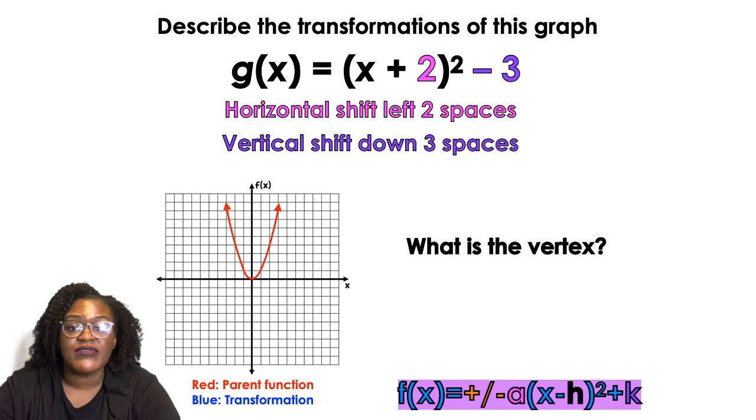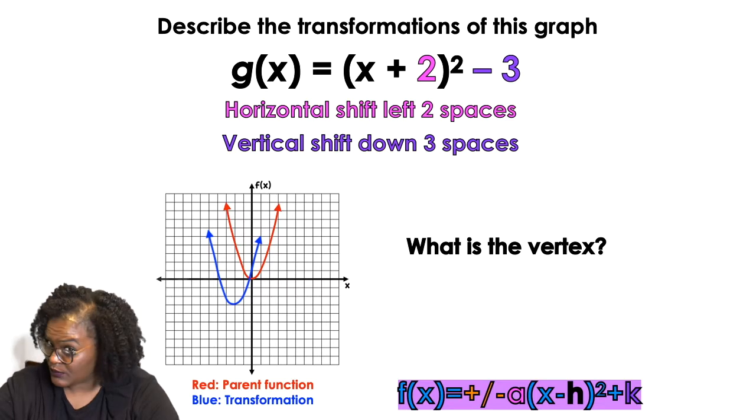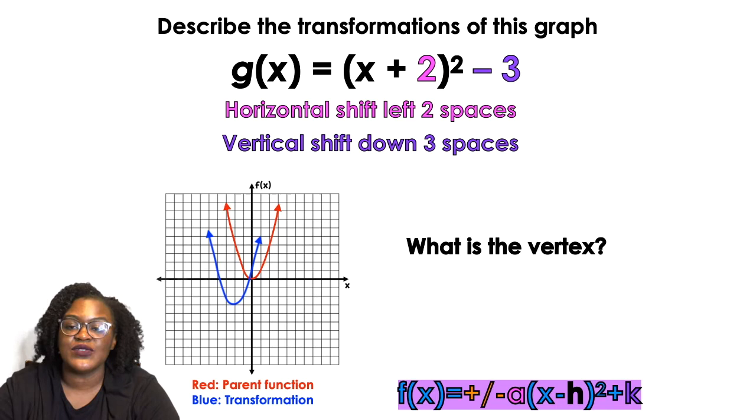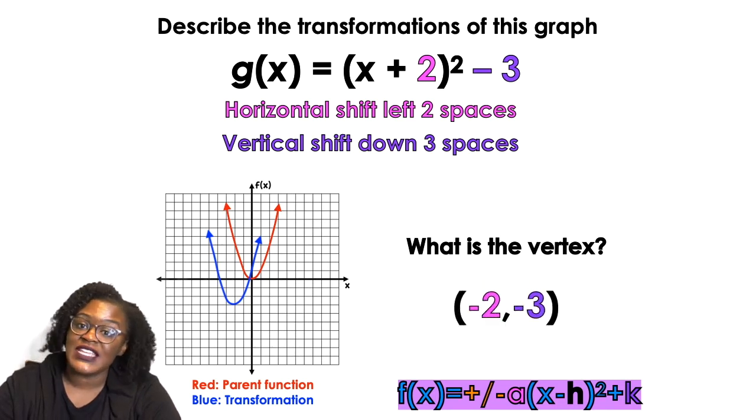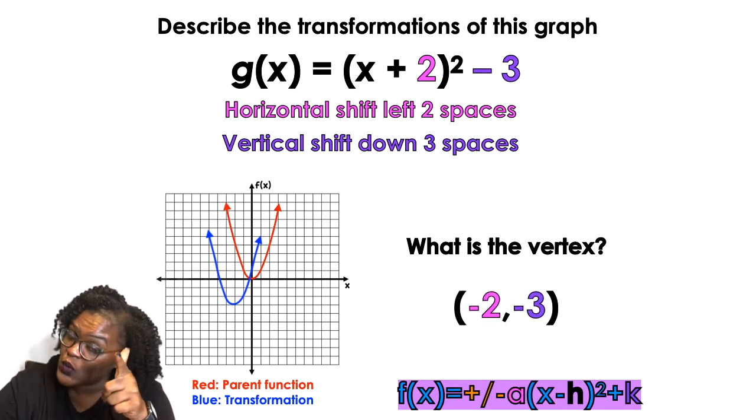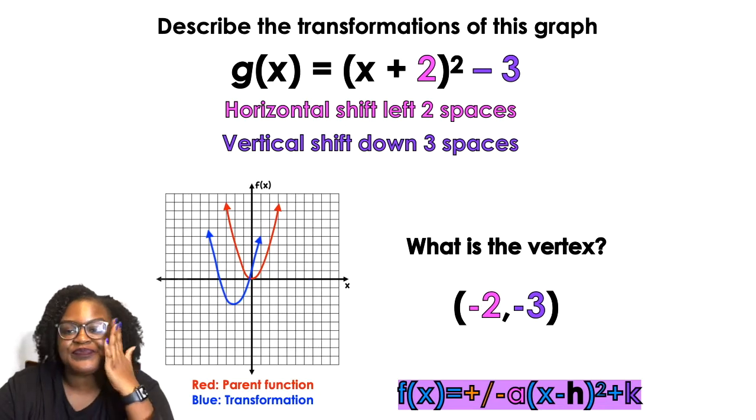Now what we're going to do is we have our parent graph, which is the red graph, remember? We're going to mimic the red graph with the blue graph, except we are actually going to do the transformation. So we're going to slide it left 2 spaces and slide it down 3 spaces, and that is g of x. I'm always going to ask you, what's the vertex? The vertex is negative 2, negative 3. Good. If you said positive 2, shame on you. Get them on the next one.